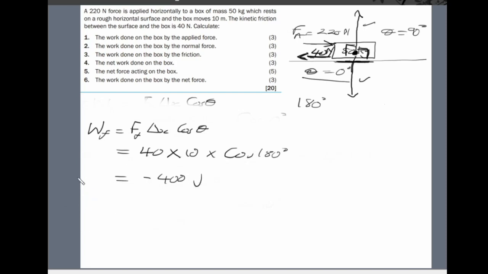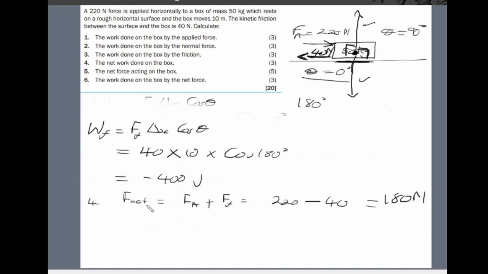Okay, and then question 4, calculate the net work done on the box. So the net work done on the box is the work done by the net force. So you can start by calculating the net force, which is the applied force plus the frictional force, right? So the applied force is 220, the frictional force is 40 newtons. So this will be 220 minus 40, it will be 180 newtons.